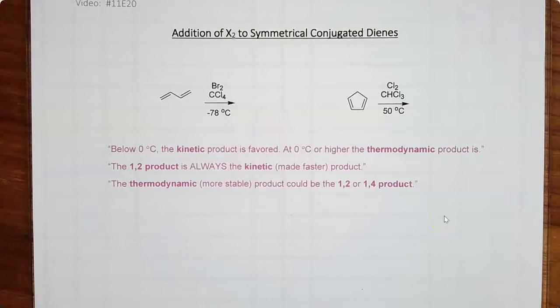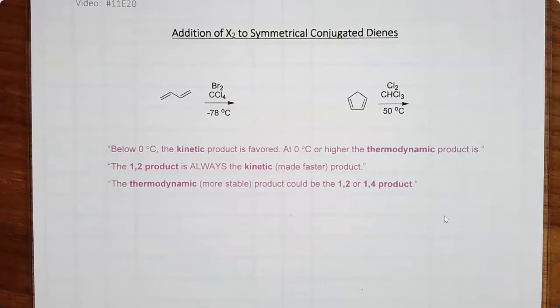The first thing to remember, whether you're adding HX or X2, is that below 0 degrees Celsius the kinetic product is favored. At higher temperatures the thermodynamic product is favored. Now the kinetic is the one that's made faster, so for my class this is always true: the 1,2 product is always the kinetic. It's always the one that's made faster.